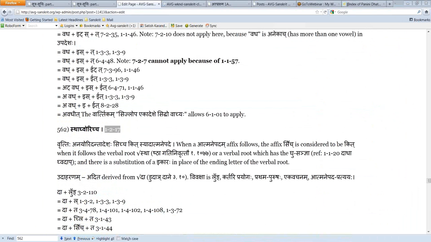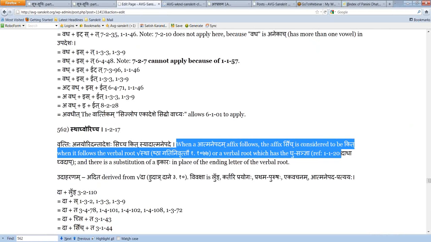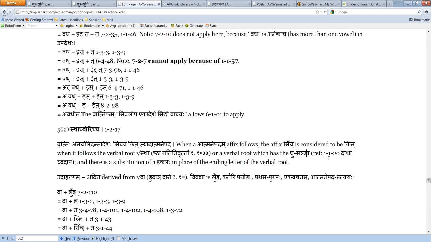Idantadesha. So they take an ikaradesha. Of course, by alontyasya, the ending akara of the dhatu takes the ikaradesha, and sitcha kitsyat Atmanipade. If Atmanipadam follows, then the sich becomes kit. So when an Atmanipadam affix follows, the sich is considered to be a kit when it follows the dhatu shtagati nivrittau, or a dhatu which is the gu sanya by dada gvadap. And tatsanniyogena, simultaneously, the ending akara of the dhatu takes the ikara adesha.